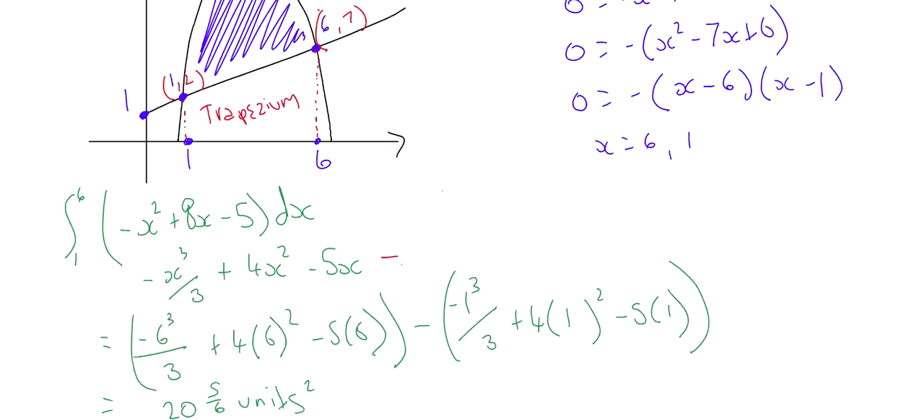A trapezium is half a plus b times h, right? So that's going to be half. A plus b is these two lengths because these are the ones that are different heights. So we've got 2 plus 7. You can think of this trapezium as being sideways, really, where these are the two lengths that are different. So the height is 5, isn't it? It's this bit here.